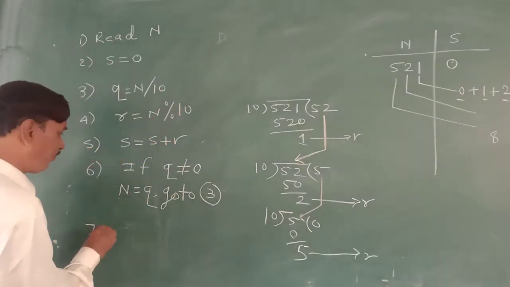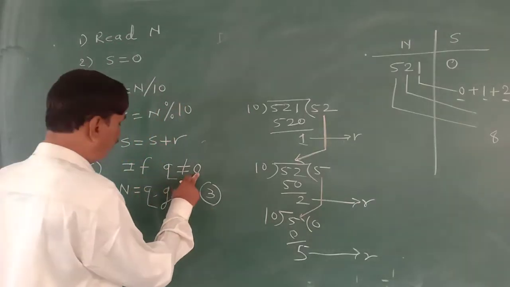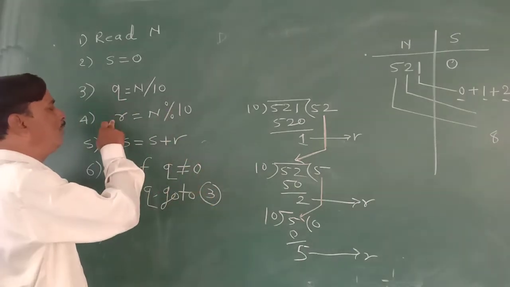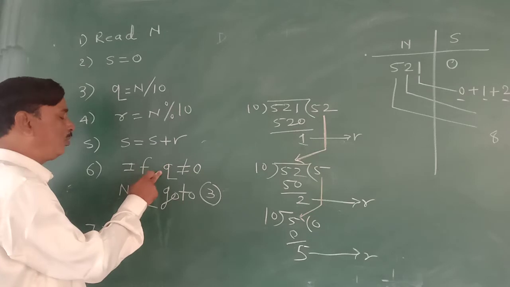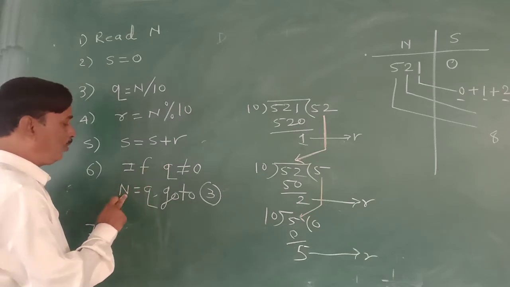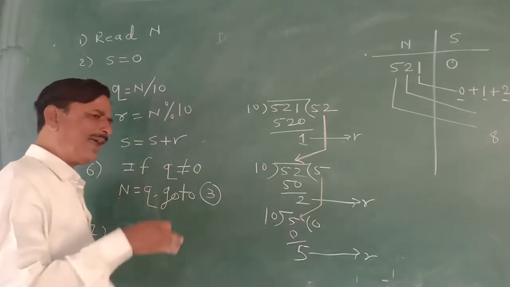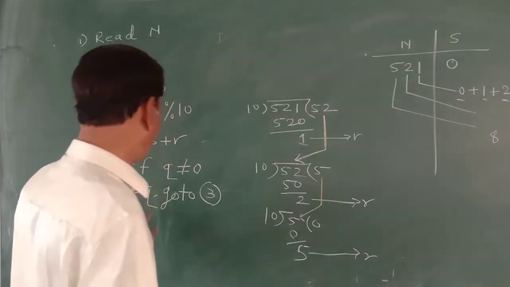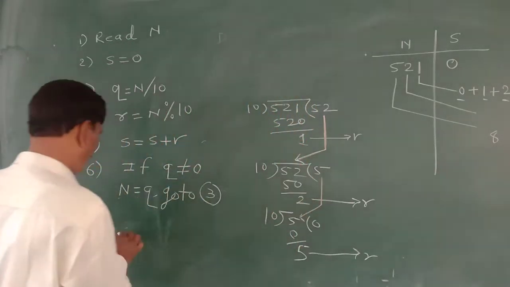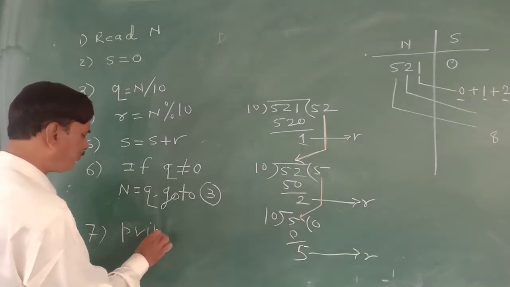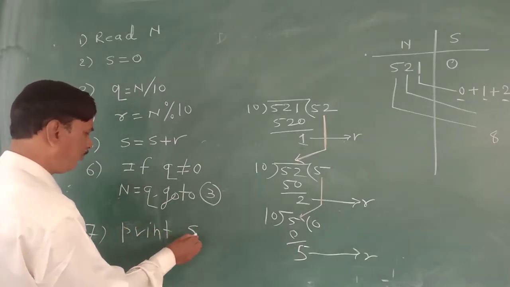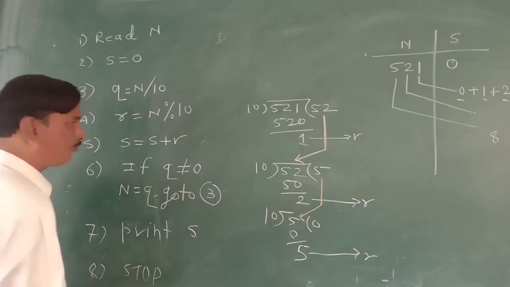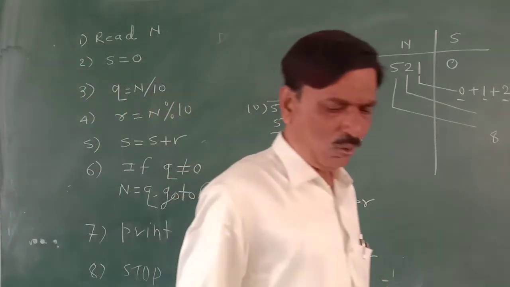So if the quotient is not equal to 0, new n will be q and go to 3, obtain the new quotient, new remainder, add the remainder. Again check the quotient. Every time the quotient will become the new n and R will be added. But when the quotient becomes 0, simply we have to print S, which is 8. Stop. Now draw the flowchart.